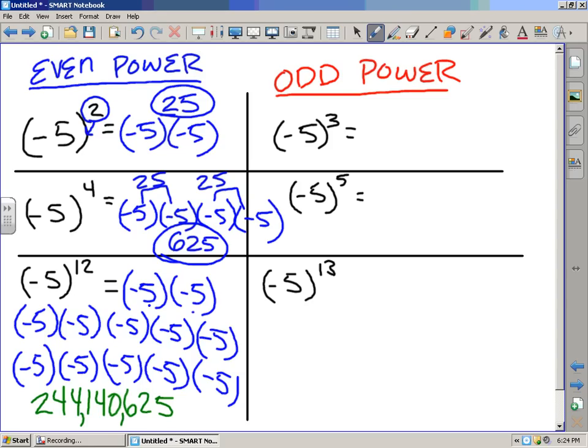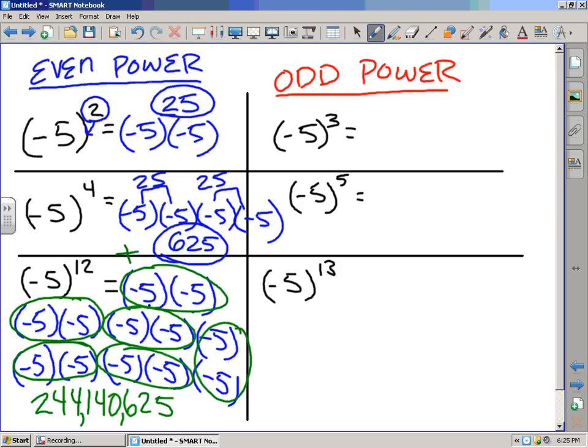So it's 244,140,625. What I want you to notice here is that we have a pair, a pair, a pair, a pair, a pair, and another pair. When you have a pair of negatives and you multiply them, the result is a positive. So when you have an even power, you're always going to have a negative number times a negative number that cancels out and yields a positive number. Each piece is going to have its pair.